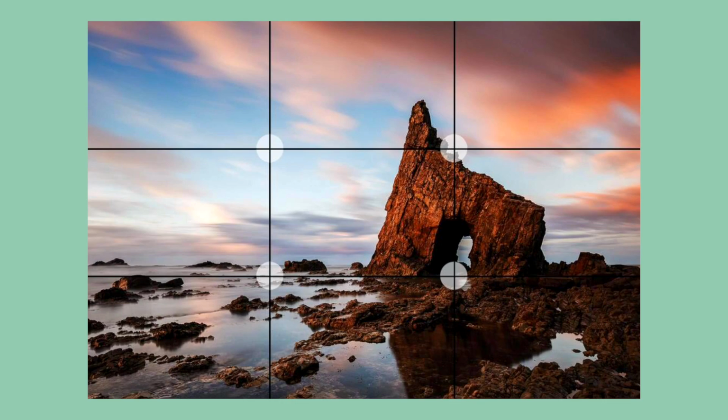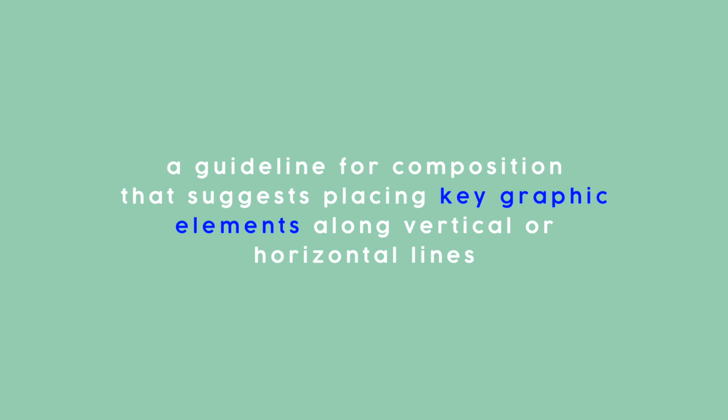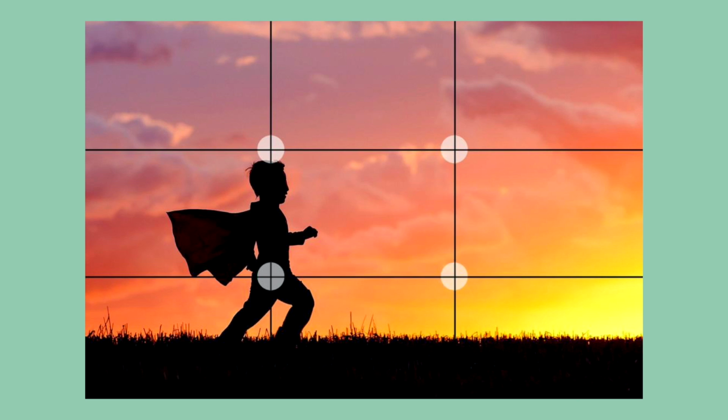This is a composition technique in which an image or visual is divided evenly into thirds. It is a guideline for composition that suggests placing key graphic elements along vertical or horizontal lines, which therefore divide your image into thirds. According to this rule, the subject should be placed on the power lines or power points of the image. Power points are where the lines intersect, and these are usually where the most striking part of the image is placed, as its placement draws more attention to the audience.